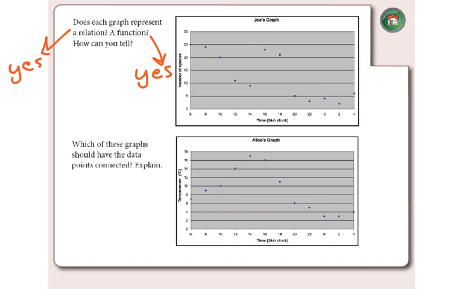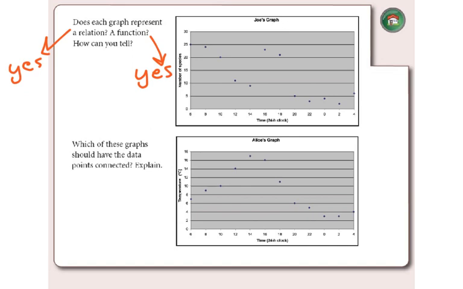Which of those graphs should have the data points connected? Well, we need to ask ourselves with Joe's graph, could he have seen 20.6 birds? No, he couldn't. So there is a distinct gap between the items that Joe could see, so we would not connect the points on Joe's graph.